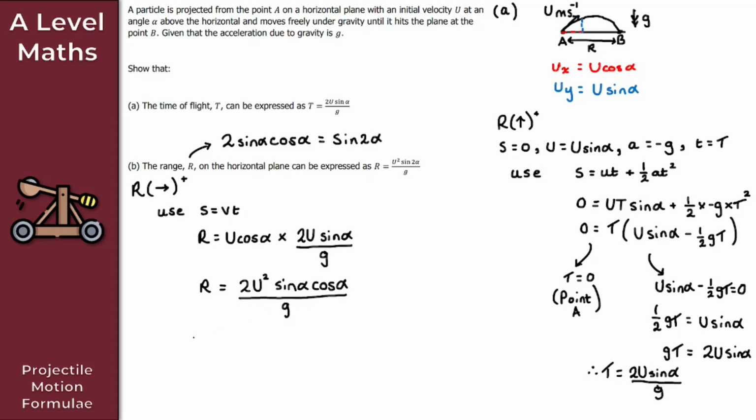So we can rewrite this then. What I've got here is R equals 2u squared, but obviously this was u squared times 2 sine alpha cos alpha, which, as we've just mentioned, using the double angle formula for sine, is sine of 2 alpha. So we've got u squared sine of 2 alpha, and that's all over g, exactly as we required. Okay, so as required, and proof complete. And there we have it.